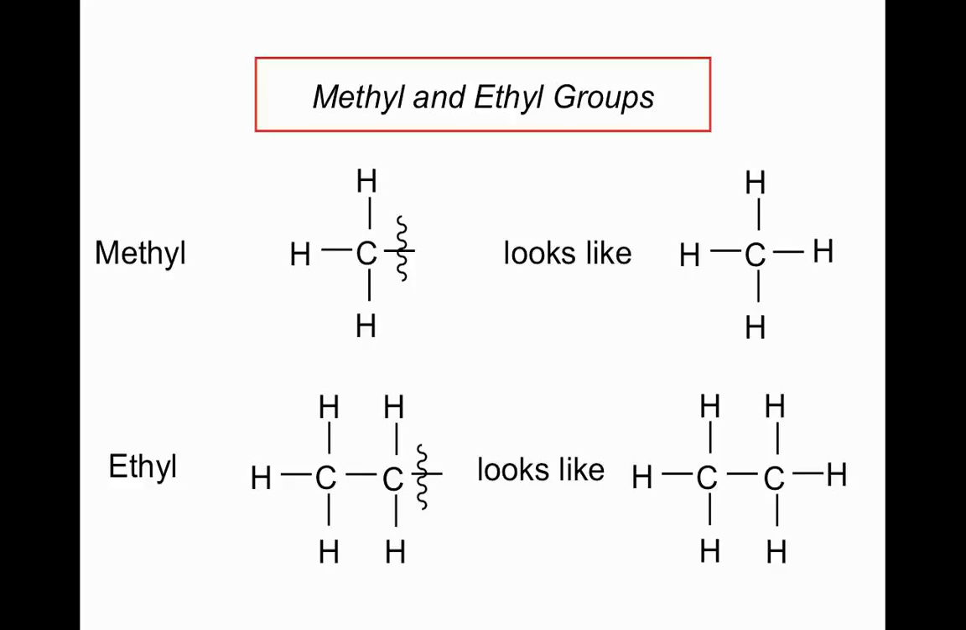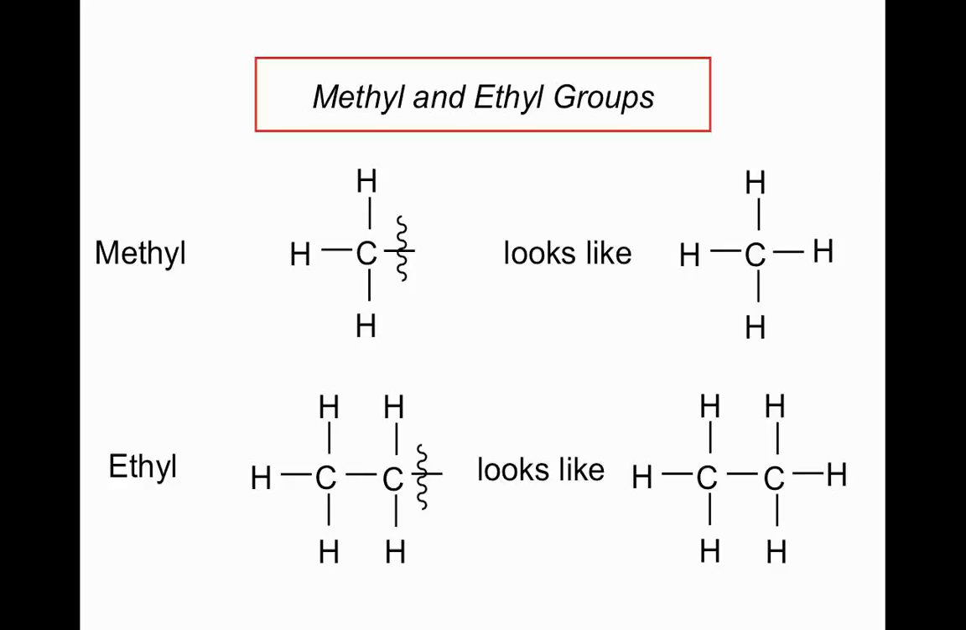Here on this slide, we have the two simplest alkyl groups, the methyl and ethyl groups. Notice the similarities between each of these groups and their straight chain unbranched counterparts from which their names are derived. The methyl group, CH3, is similar to a methane group with one hydrogen removed. Thus, it is called methyl because we remove the ANE from methane and replace it with YL.